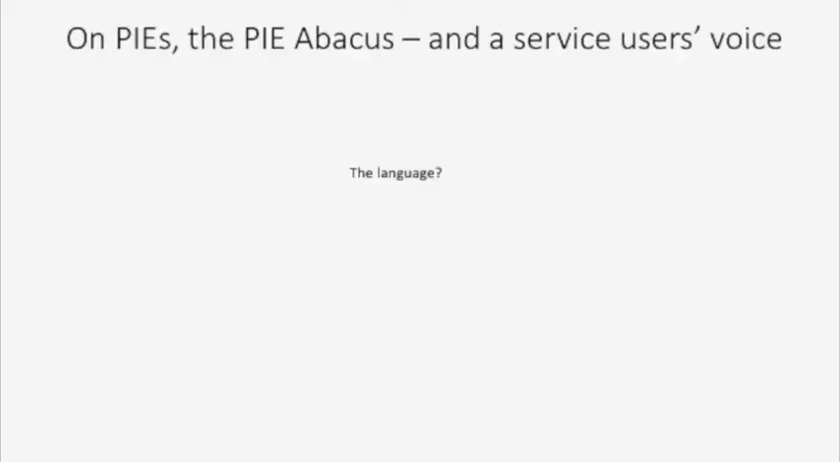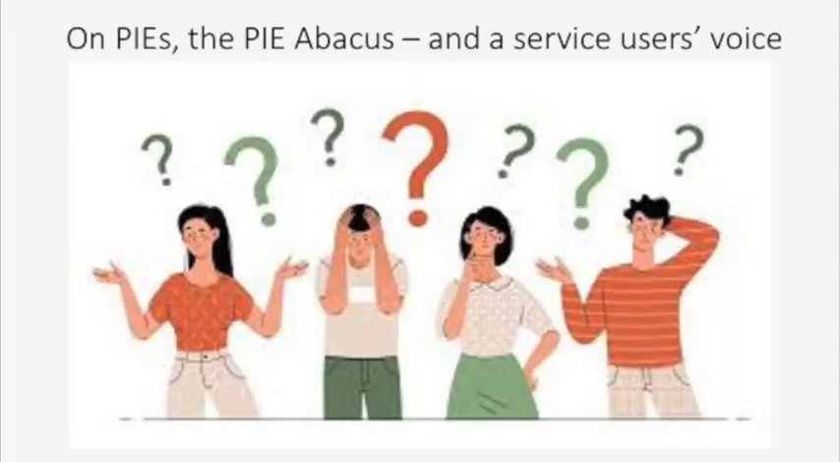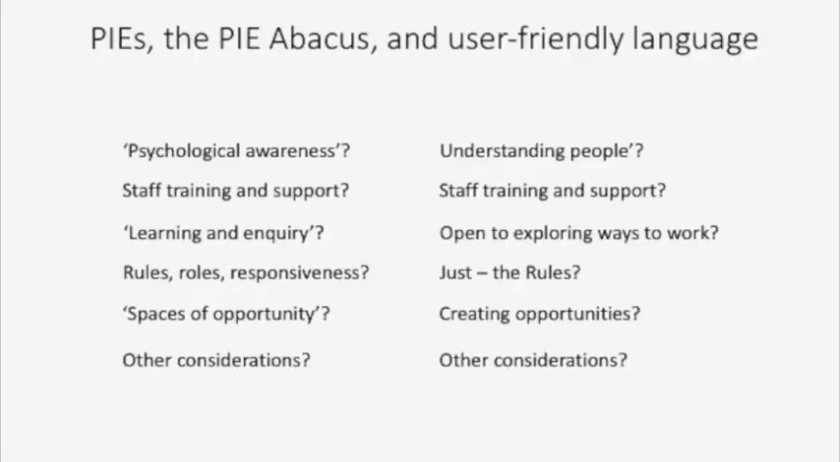But the language here, psychological awareness, learning and inquiry, is this really the best way to phrase things in such a way that service users who know what they want to get out of the service, and it isn't necessarily going to be described in that kind of way? Do we need, in other words, a service user language, not just within services, but a service user language for a PIE's self-assessment? Pardon me. And if we did, what would it look like? What would it need to look like?